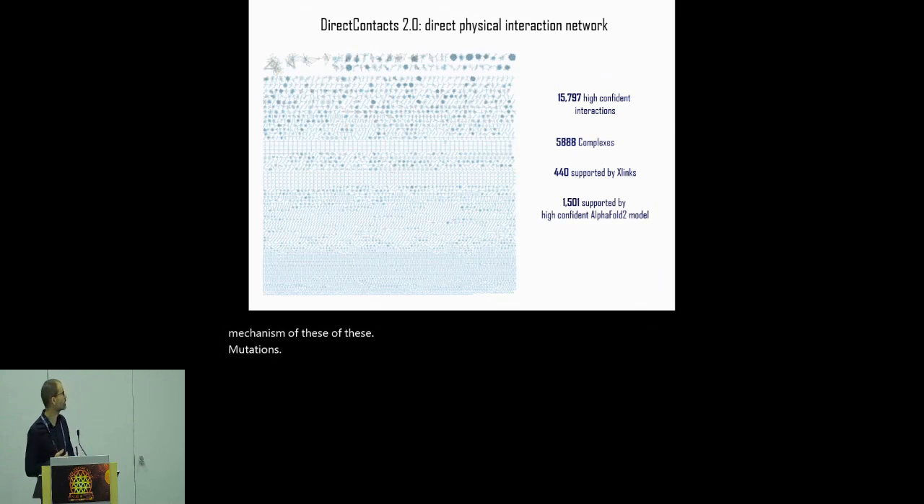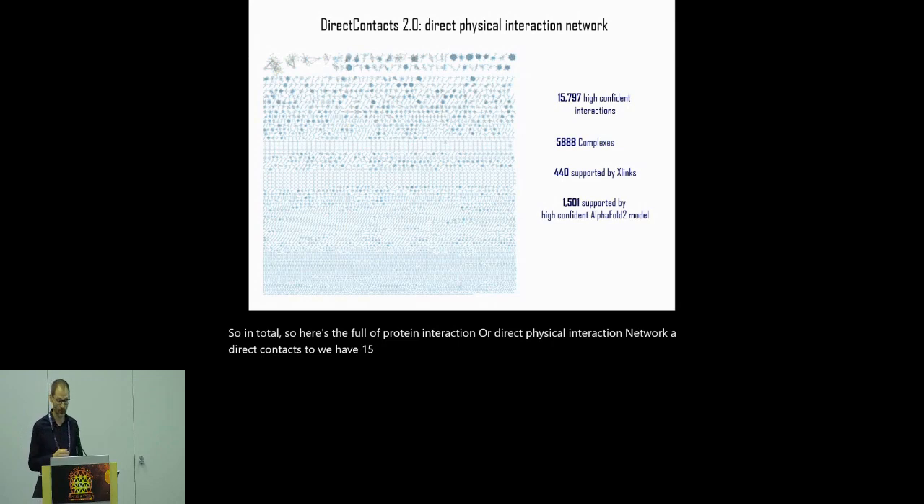So in total, here's the full protein interaction or direct physical interaction network of direct contacts. We have roughly 15,800 high confident interactions. We're covering close to 6,000 complexes that have one of these high confident interactions. So you can start to build structural models of these complexes. 440 of these are supported by cross-links in a large-scale cross-linking experimental data set, as well as 1,500 of these are supported by high-confident AlphaFold 2 models.